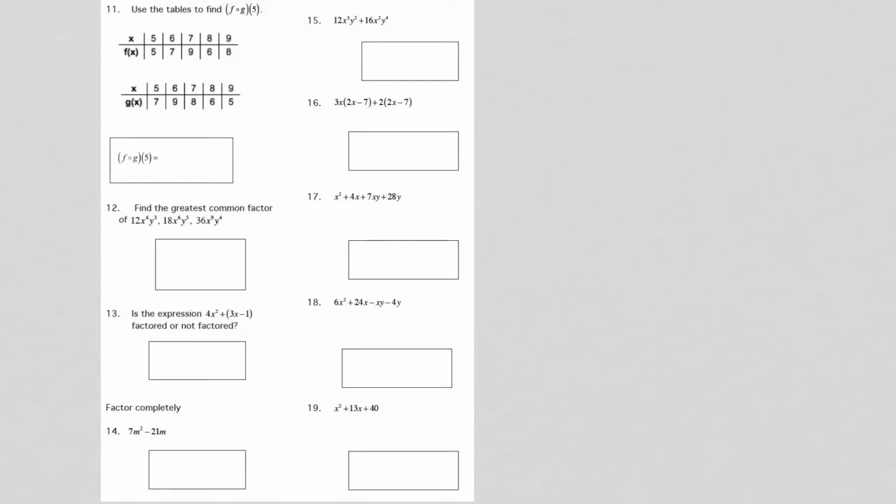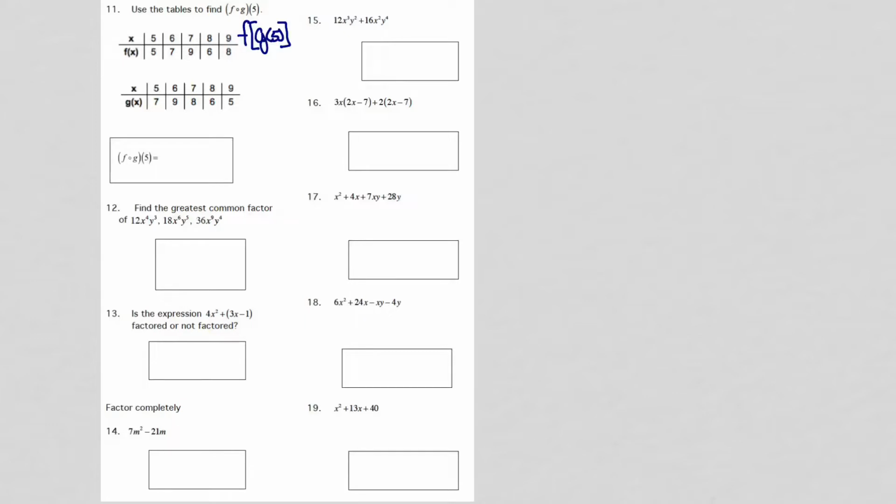And on to number 11. This is an interesting problem because what we're trying to do here is find the composition of f and g at 5. So we know what this means, right? F circle g, there's a meaning for that. Let's write it. It means f of g of 5.